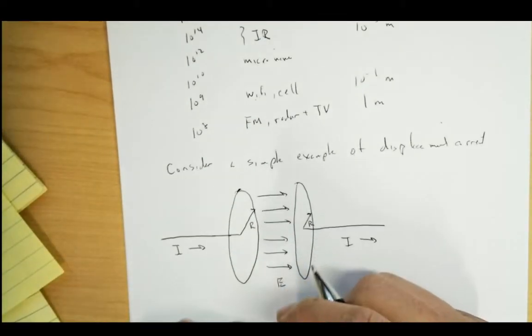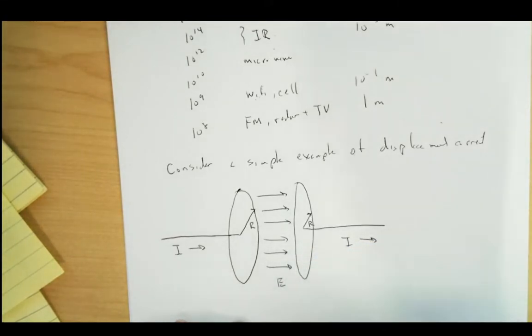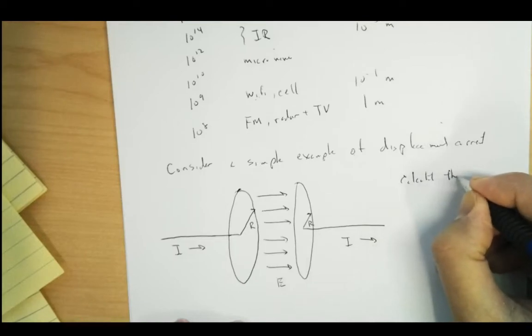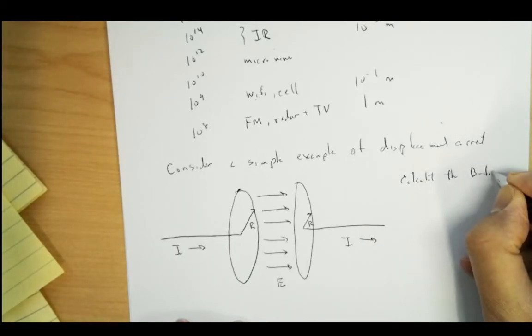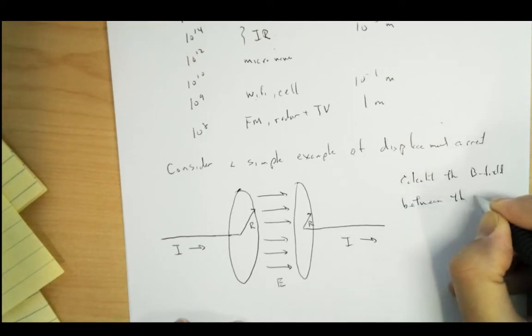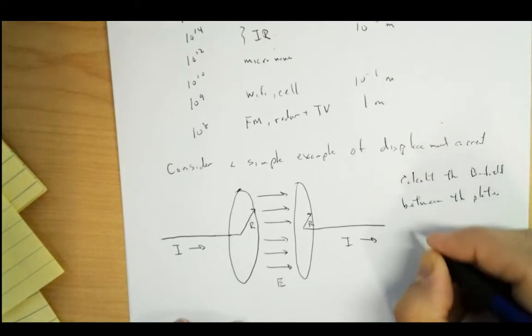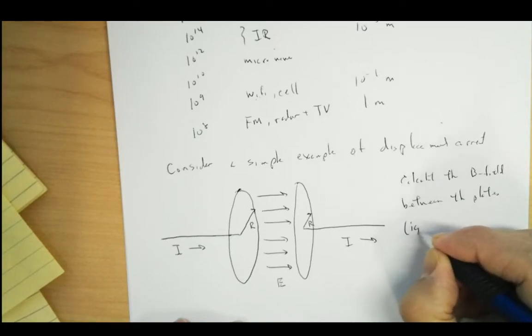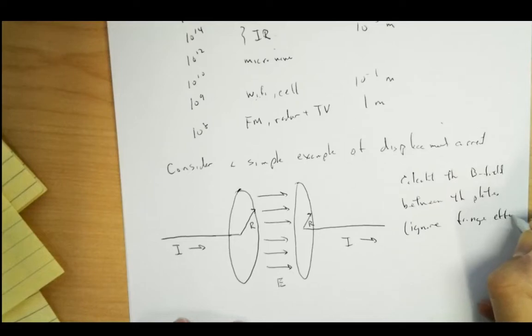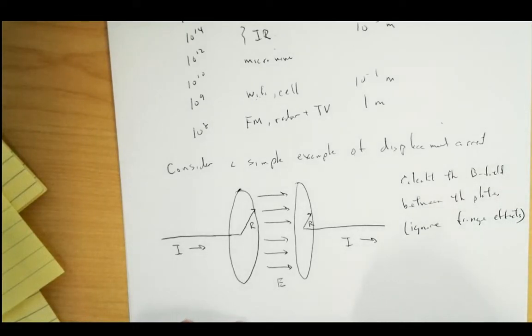So here's the problem I have. I want to calculate the B field between the plates, and I'm going to ignore fringe effects. So what do I have to do? Basically write down the generalized Ampere's law.